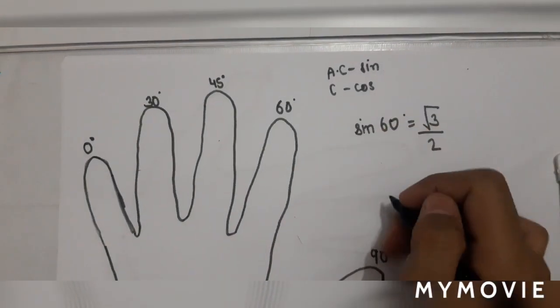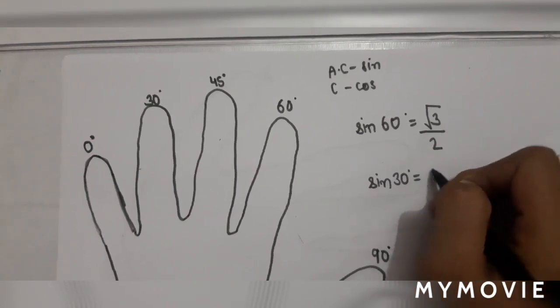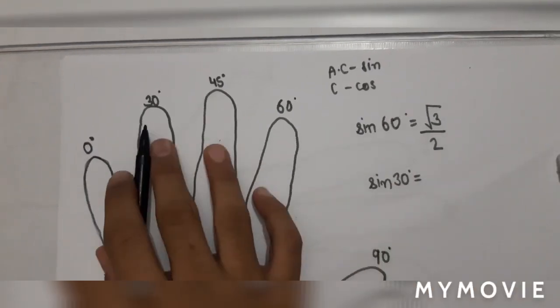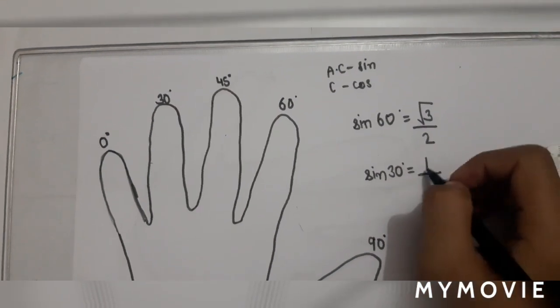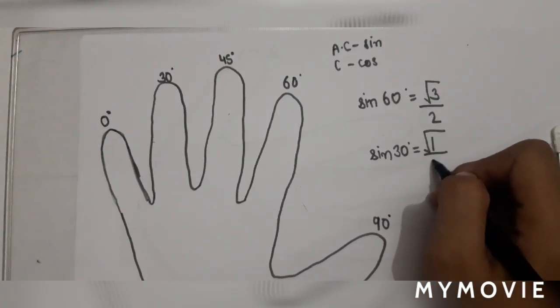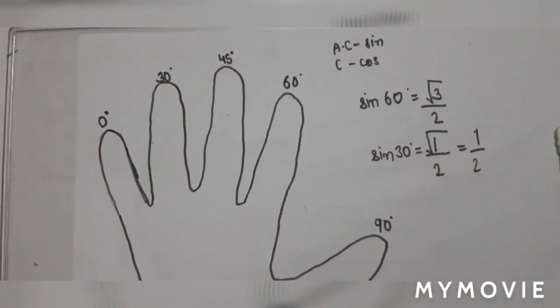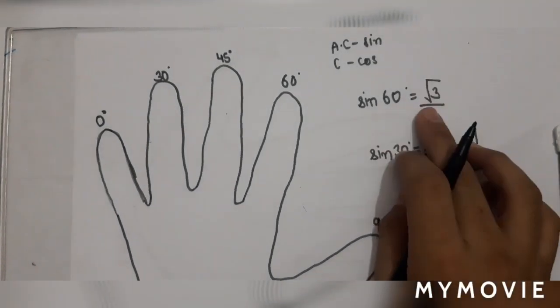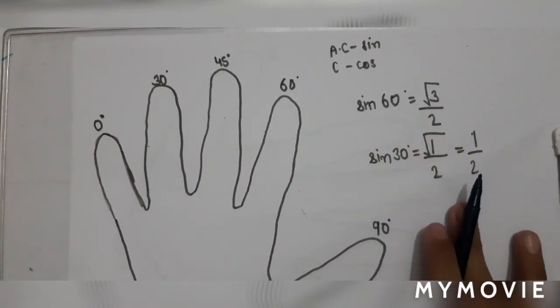So let's take one more example, sine 30. For sine 30, how many fingers are left? 1, and we should find the root of 1 and divide it by 2. So root 1 is 1, so 1 by 2. Compulsorily we should find the root of the above number and we should always divide it by 2.